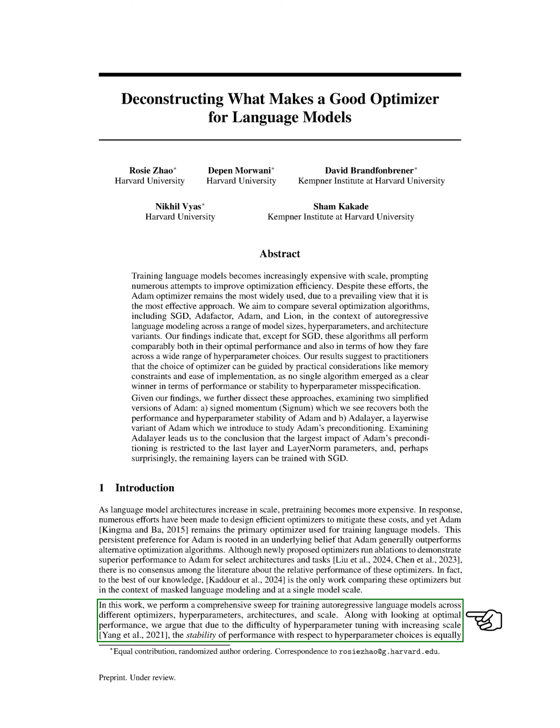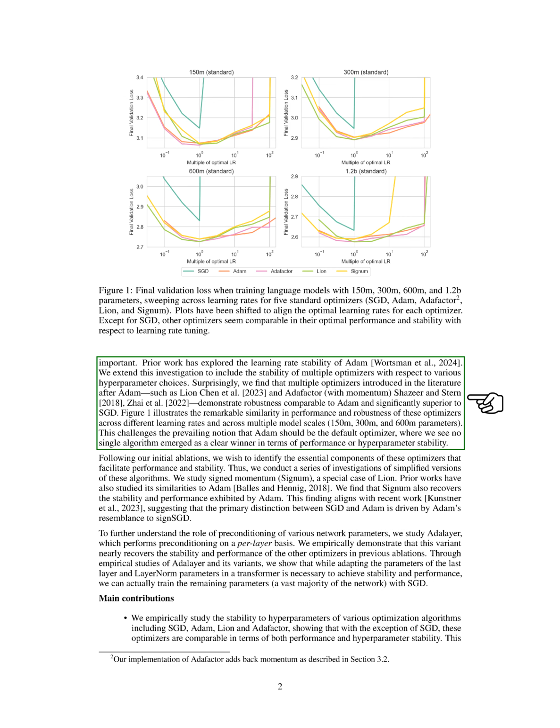We conducted a thorough analysis of training autoregressive language models using various optimizers, hyperparameters, architectures, and scales. We not only focused on achieving optimal performance but also emphasized the importance of stability in performance concerning hyperparameter choices, especially as the scale increases. Previous studies have explored the stability of learning rates in ADAM, but we extended this investigation to include the stability of multiple optimizers across different hyperparameter choices.